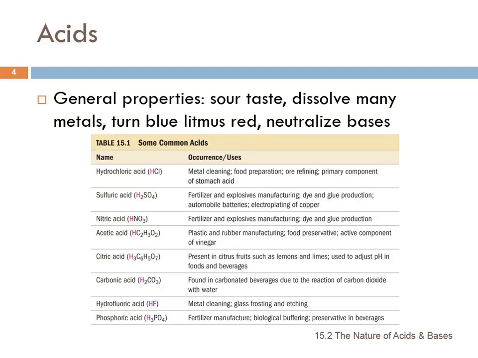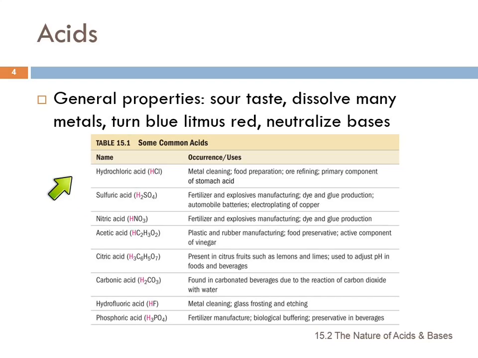Acids have some general properties in common. They taste sour. They will dissolve many, but not all metals. They will turn blue litmus paper to a red color. Litmus is a substance that changes color depending on the pH that it's in. And so blue litmus paper turns red in an acid, and acids will neutralize bases.